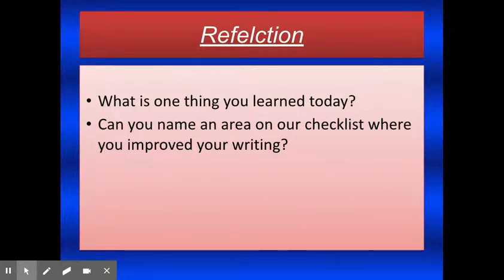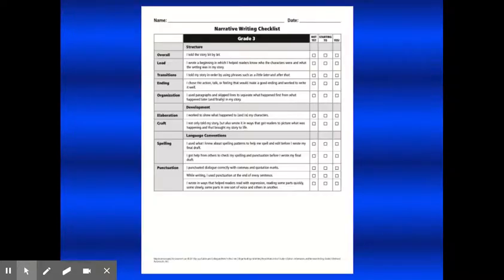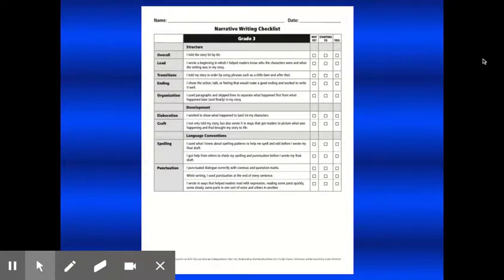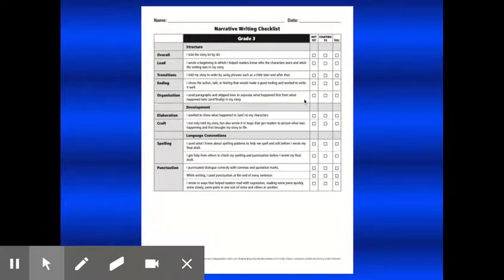What is one thing you learned today? Think about it. Can you name one area of our checklist where you can improve in your writing? Let's look at our checklist. Whoops, that's not really working.